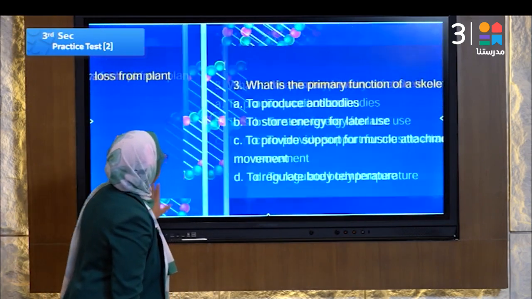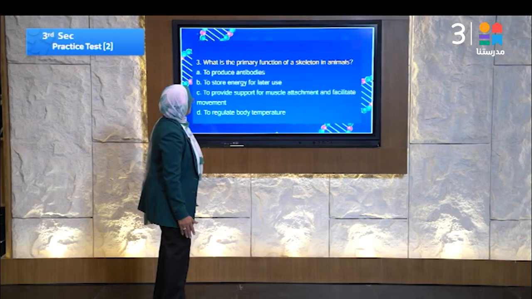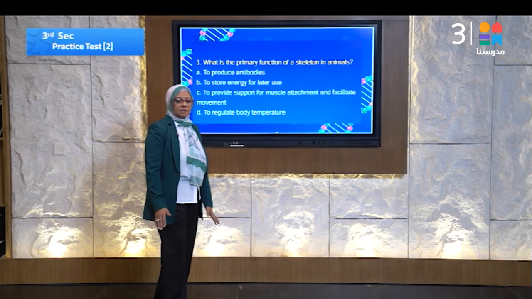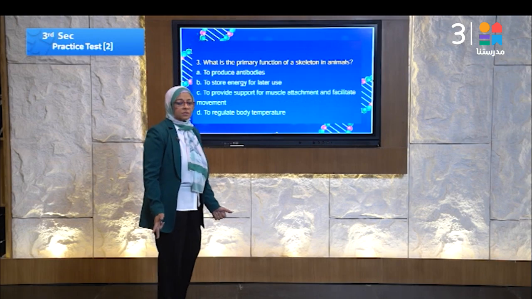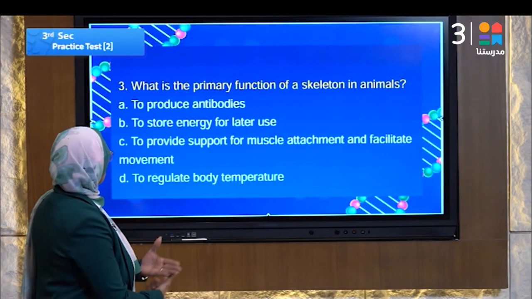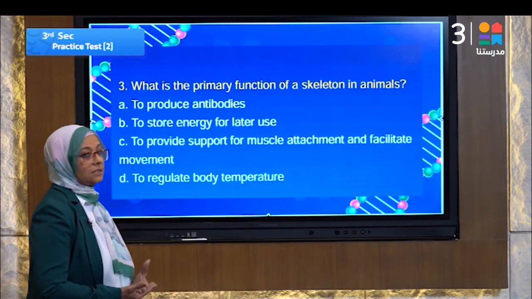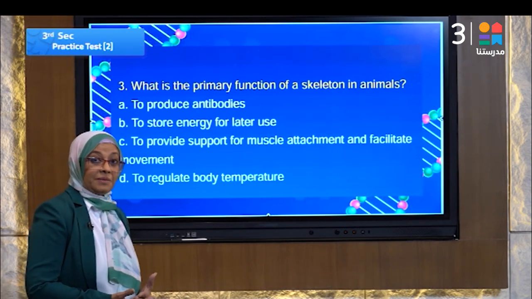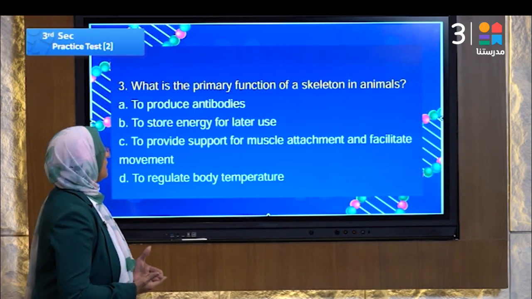Number 3 speaks about the primary function of the skeleton in animals. The skeleton in animals supports, gives shape, and makes many functions such as movement. Let's read the choices. Number A, to produce antibodies, skeleton, maybe. B, to store energy for later use.